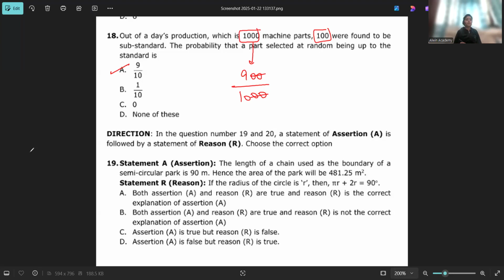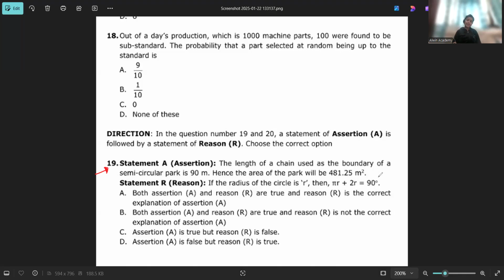Going to the next question. In the question, assertion reasoning. The length of a chain used as the boundary of a semicircular park is 90 meter. Hence, the area of the park will be 481.25 meters square. And if the radius of the circle is r, then pi r plus 2r is equal to 90. Yes, this assertion reasoning has been repeating a lot in the sample papers. So you can write in the comments in which video this assertion reasoning was discussed before as well.